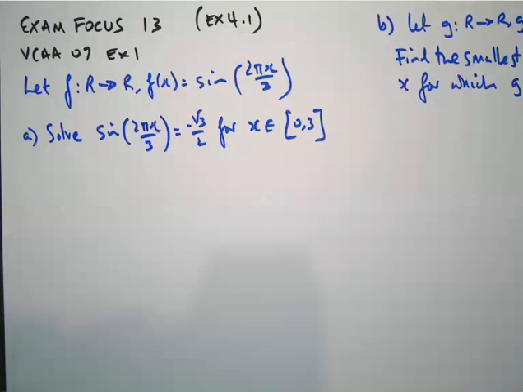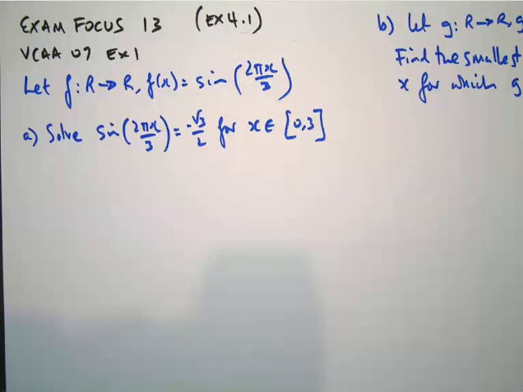This is for Year 12 Methods. It's Exam Focus 13. It's a question about transformations and comes out of Exercise 4.1. It's actually a question from the VCAA 2007 Exam 1, so it's technology free. The first part of it involves solving a trigonometric function, and the second part involves considering transformations.